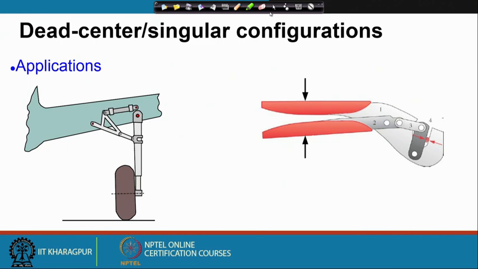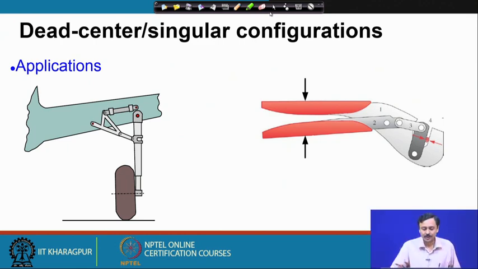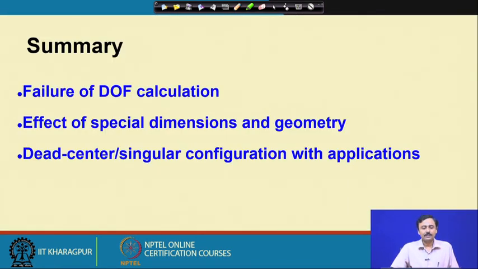Now, why are these used in these situations? Why is this dead center configuration used? In order to know this, we have to proceed further in this course. And as we proceed, I will clarify how this dead center configuration is used in these two cases, especially in this crimping tool. If you see this crimping tool, it can generate a huge amount of force. It is much more than a plier which uses a simple lever. So, that is the advantage you get at a dead center or singular configuration. So, with that I summarize today's lecture and close.